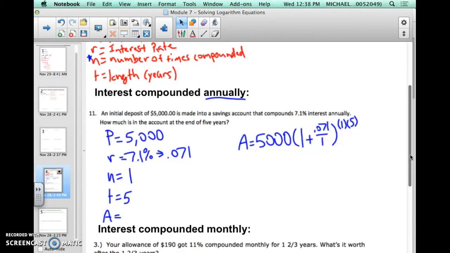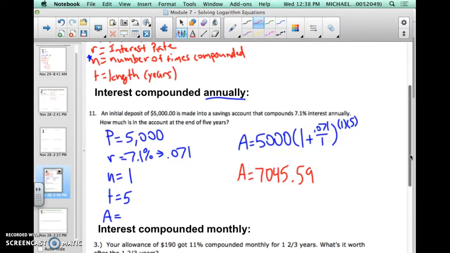I hit enter and I get an ending balance of A equals 7,045.59, let's say. So after 5 years at that interest rate, compounding only once over that time, you make about $2,000. So that's a pretty good interest rate. And that is how you would answer this type of question.